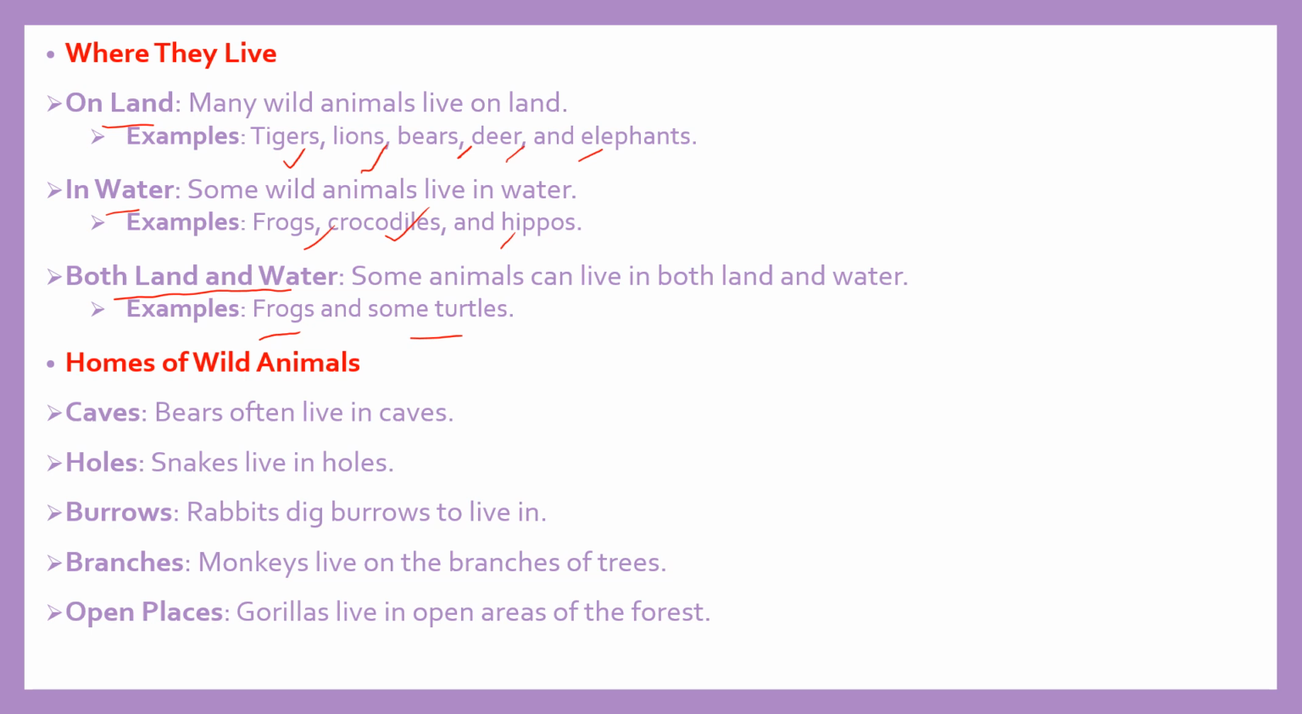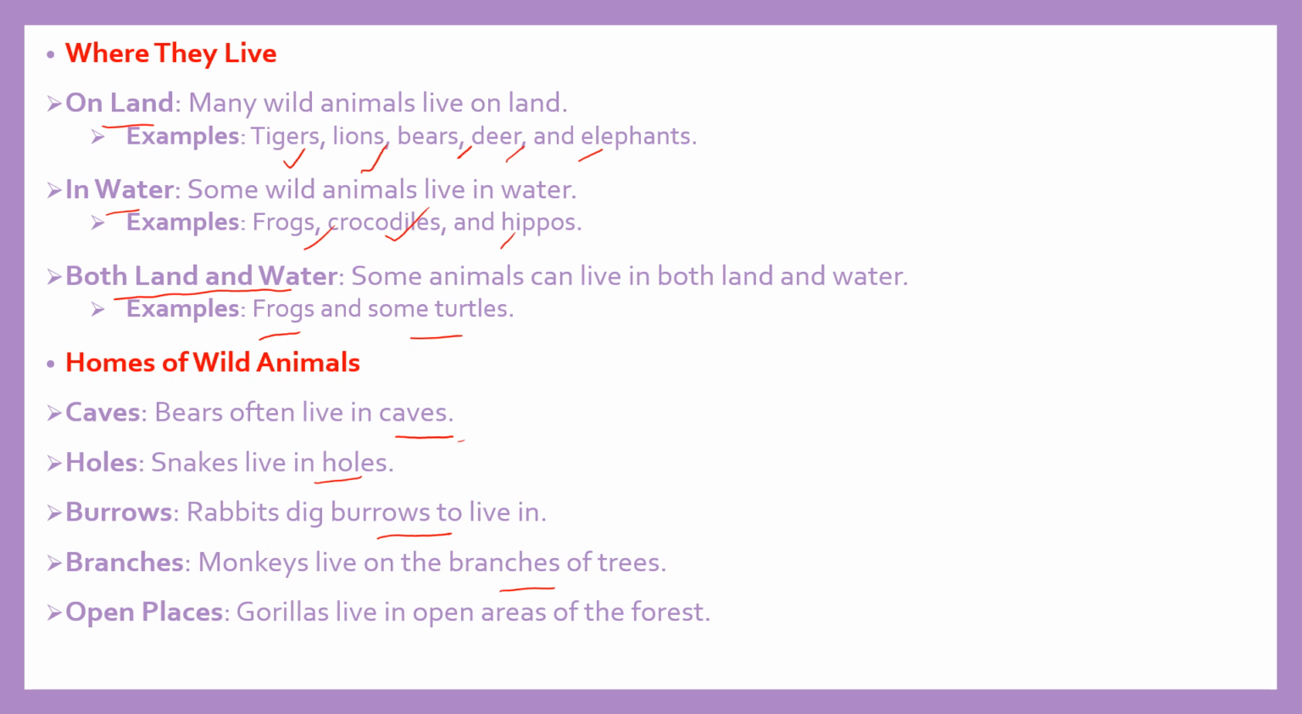Next, homes of wild animals. You know, we call our homes homes, right? In the same manner, the wild animals' homes will be different, and they will be named differently. So bears often live in what? Caves. And snakes live in holes. Rabbits dig burrows to live. And monkeys live on the branches of trees. Gorillas live in open areas of the forest.